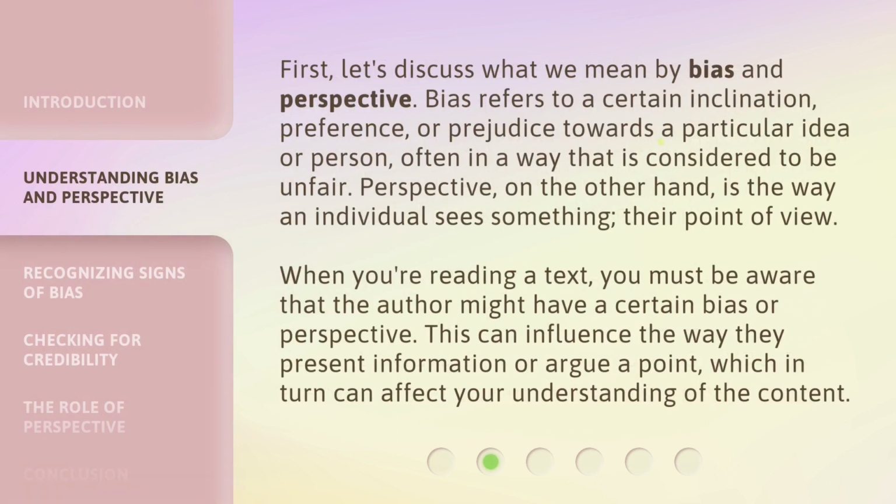First, let's discuss what we mean by bias and perspective. Bias refers to a certain inclination, preference, or prejudice towards a particular idea or person, often in a way that is considered to be unfair. Perspective, on the other hand, is the way an individual sees something, their point of view. When you're reading a text, you must be aware that the author might have a certain bias or perspective. This can influence the way they present information or argue a point, which in turn can affect your understanding of the content.